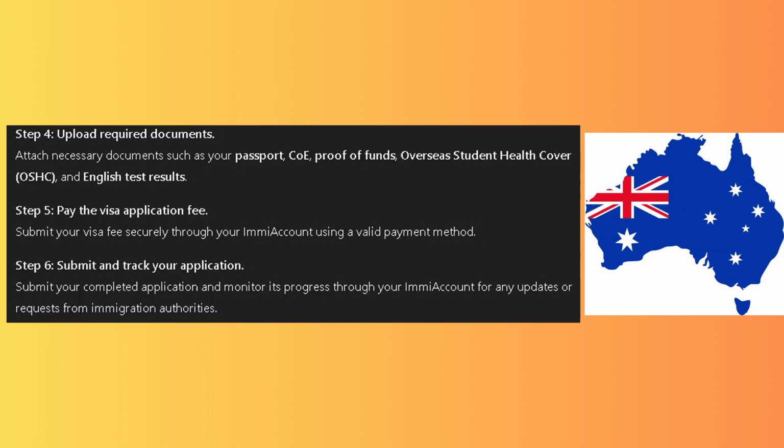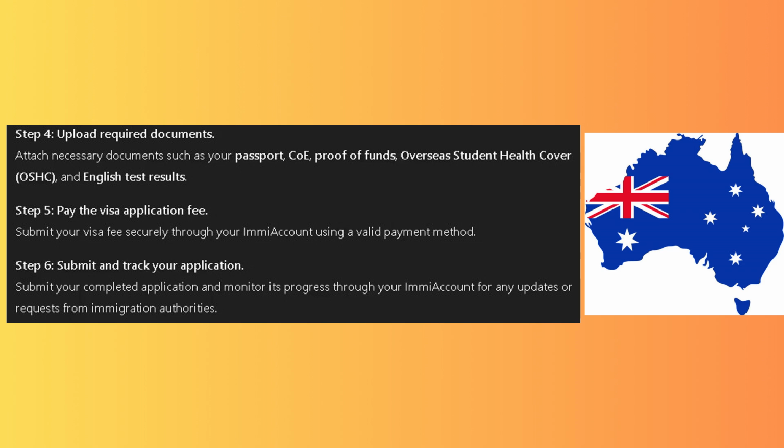Upload required documentation. Attach necessary documents such as your passport, COE, proof of funds, overseas health cover, and English test results. Pay the visa application fee. Submit your fee securely through the IME account using your valid payment option.